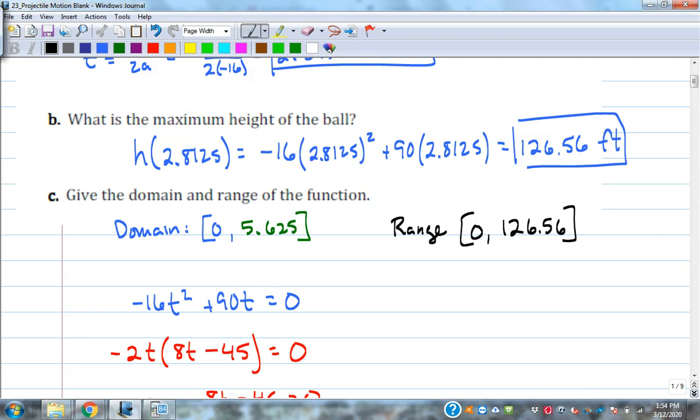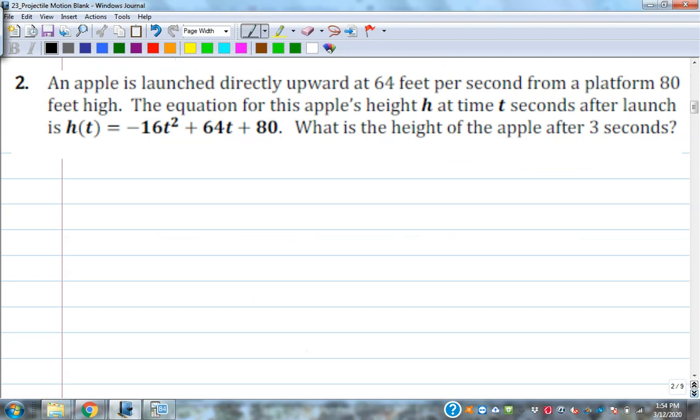Let's look at number 2 there. An apple is launched directly upward at 64 feet per second from a platform 80 feet high. The equation for this apple's height at time t after launch is given by this equation. What is the height of the apple after 3 seconds? So this is an easier problem. We just got to know what we're doing with the equation and the 3.